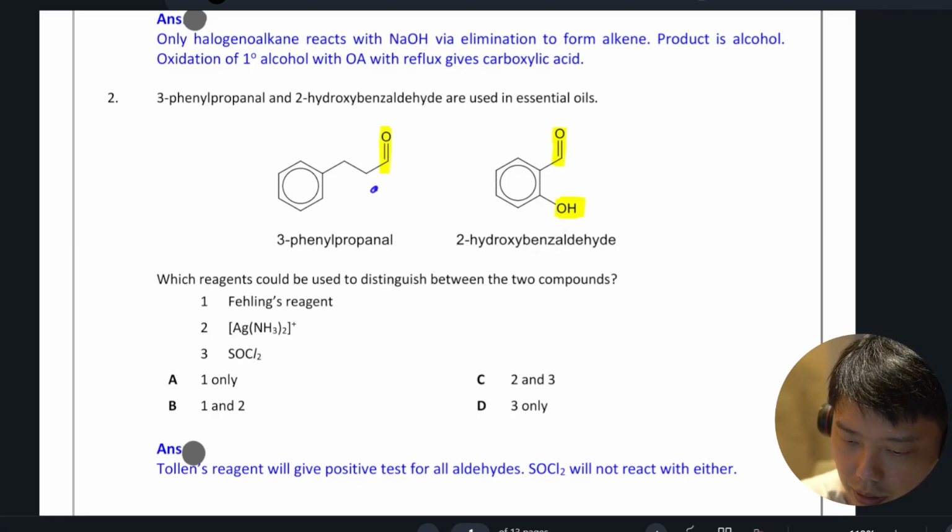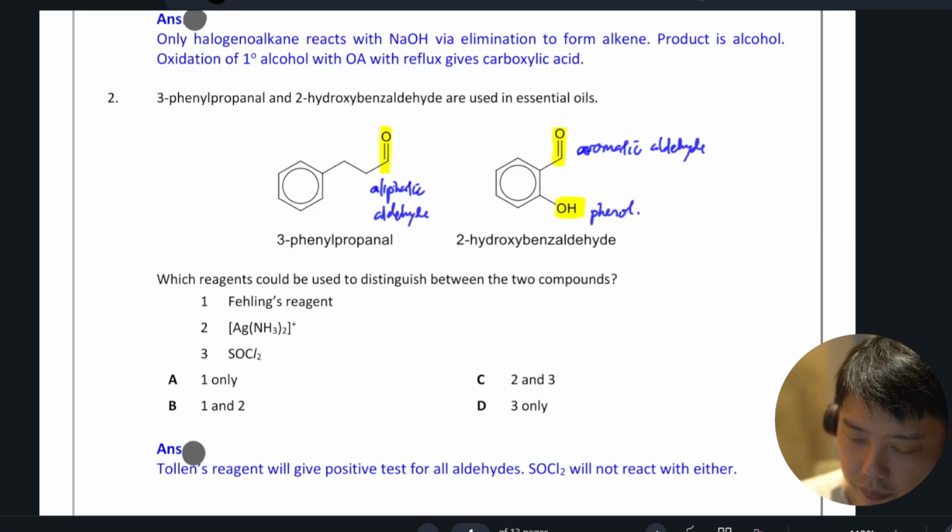This is an aliphatic aldehyde. This is an aromatic aldehyde. Okay, this here is a phenol.